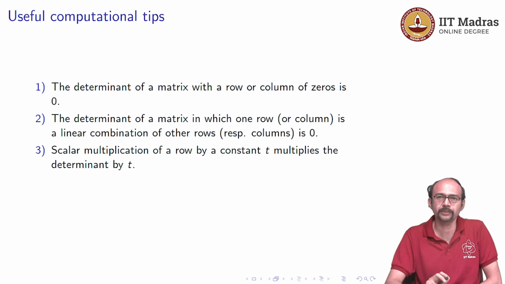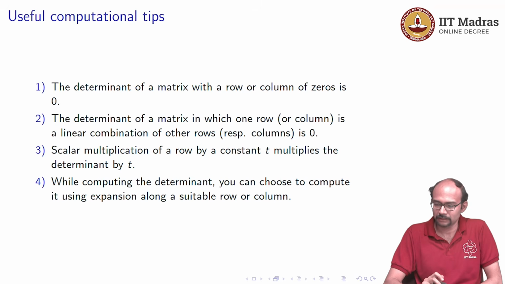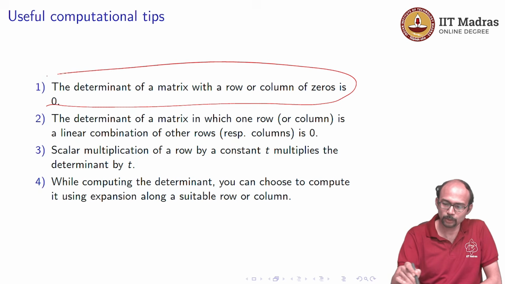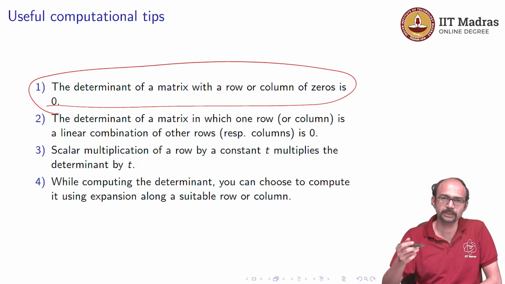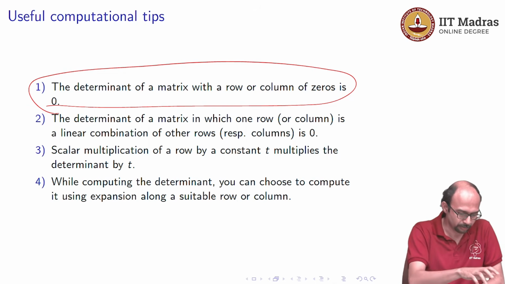The second property we will be using later on. So we'll come back to this if you didn't understand it. The third one is what we just saw: scalar multiplication of a row by a constant t multiplies the determinant by t. And the fourth is a general sort of tip. While computing the determinant, you can choose to compute it using whatever row or column is most convenient. For example, as we saw in the first example here, we used the row or column which is 0. So this is a general statement. It may be of use.